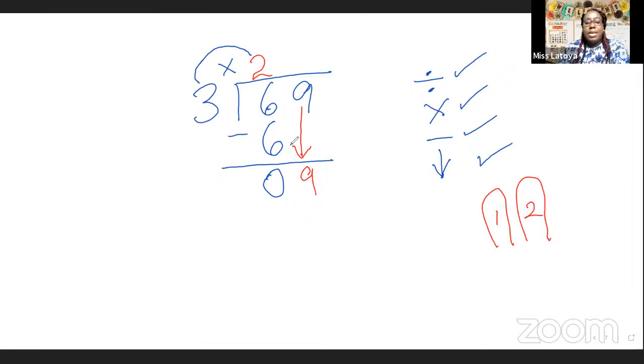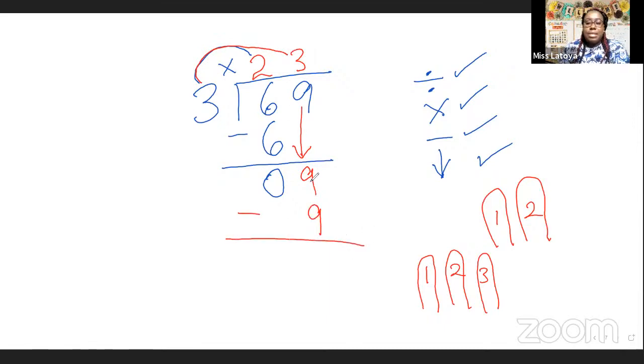Okay, so 3 into 9 is how much? We can count in threes until we get to 9 using our fingers. 3, 6, 9. How many fingers do we have up? 3. 3 comes on top. What happens when we bring the number on top? We are going to multiply. 3 3s are 9. Then we subtract. 9 take away 9 is 0. We have no remainders. So our answer is 23.